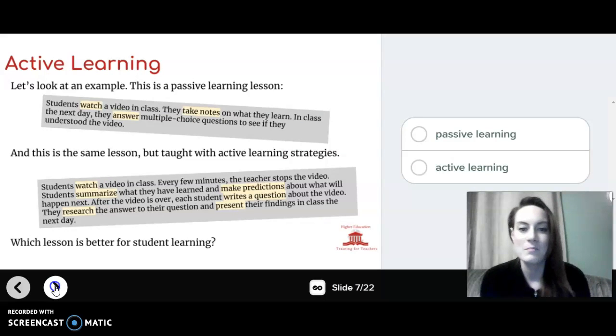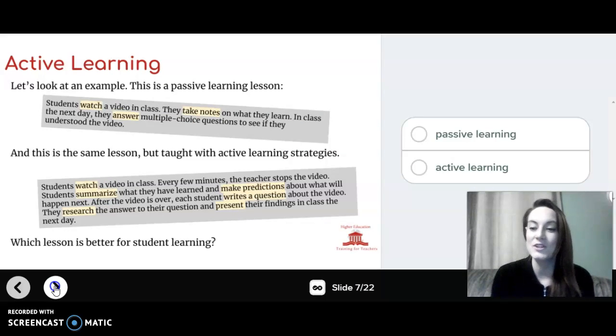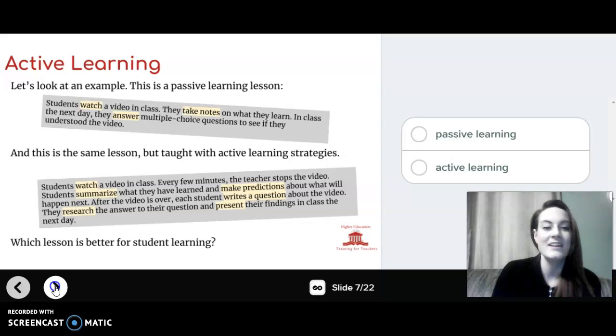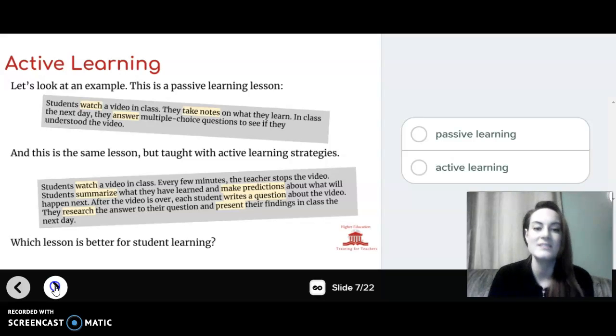Let's look at an example. This is a passive learning lesson. Students watch a video in class. They take notes on what they learn. In class the next day, they answer multiple choice questions to see if they understood the video.